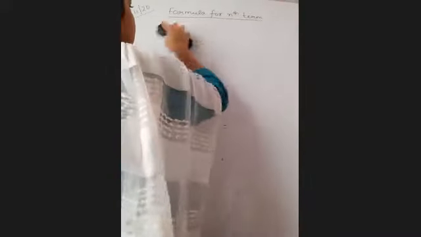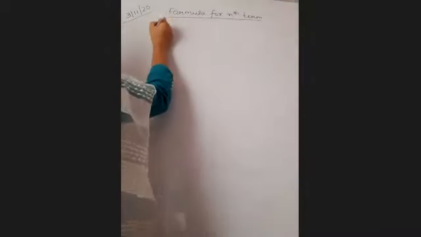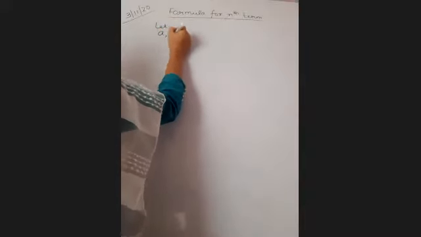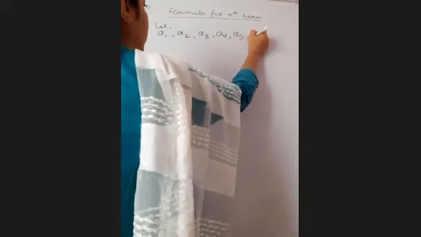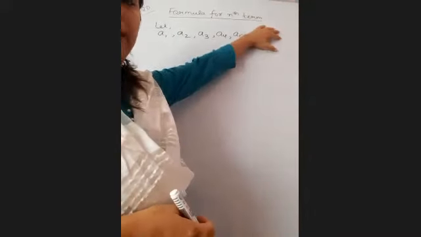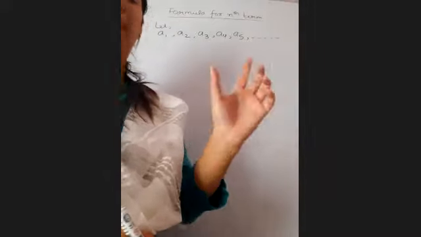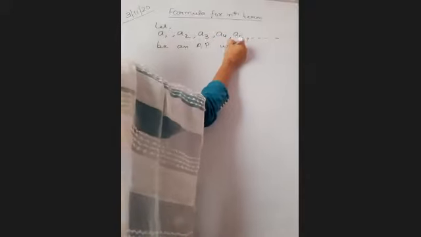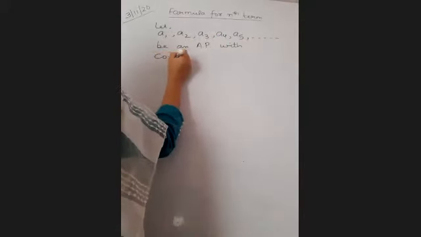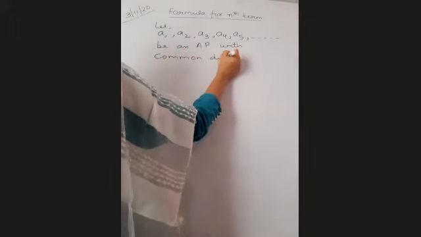Now suppose I have an AP with me given by A1, A2, A3, A4, A5 and so on. The dashes show that the AP is infinite. If I put a full stop here and I say just first 5 terms, then it will become a finite AP. Finite and infinite. Let this be an AP with common difference D. I have defined the variables.